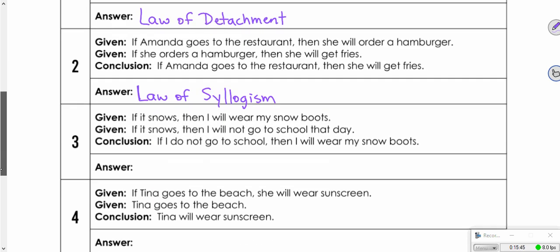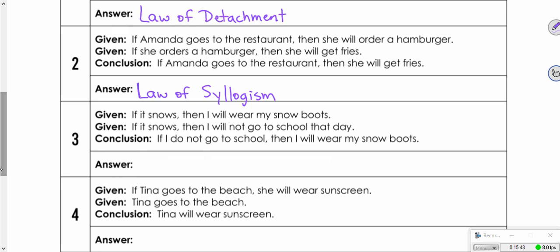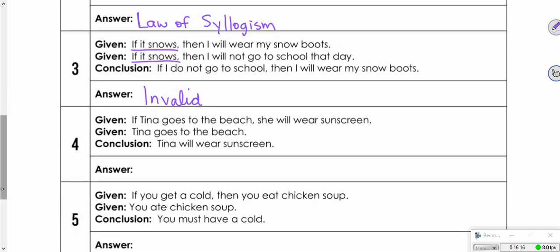Number 3, if it snows, then I will wear my snow boots. If it snows, then I will not go to school that day. If I do not go to school, then I will wear my snow boots. Invalid. Good. Okay, it kind of lends itself to syllogism, but obviously it doesn't match up because the only 2 things that match are the 2 hypotheses, not the conclusion and hypothesis. Okay, so invalid.